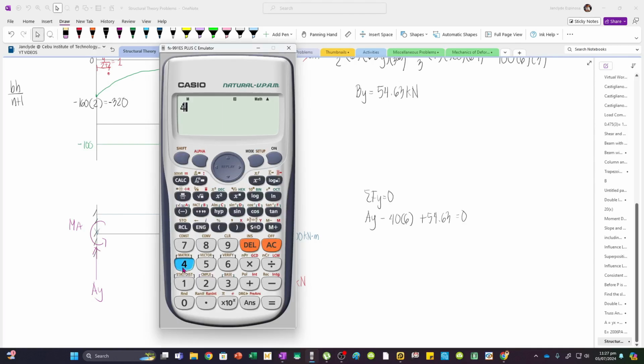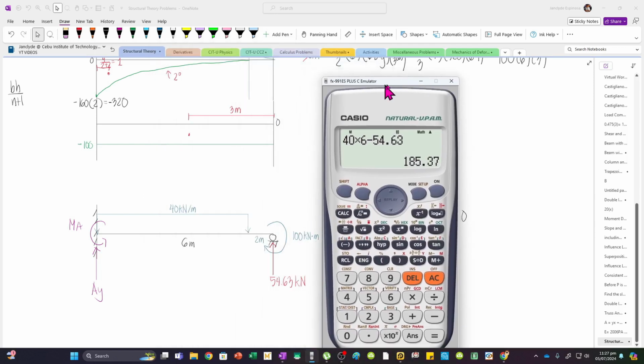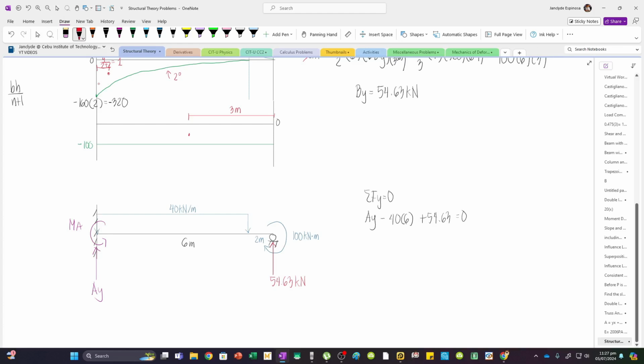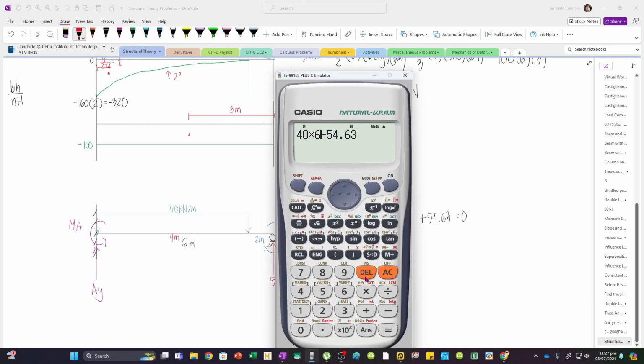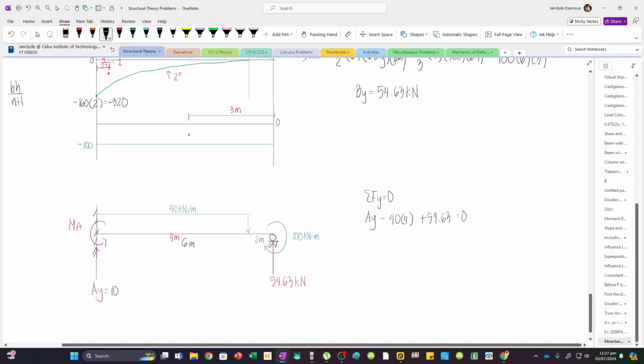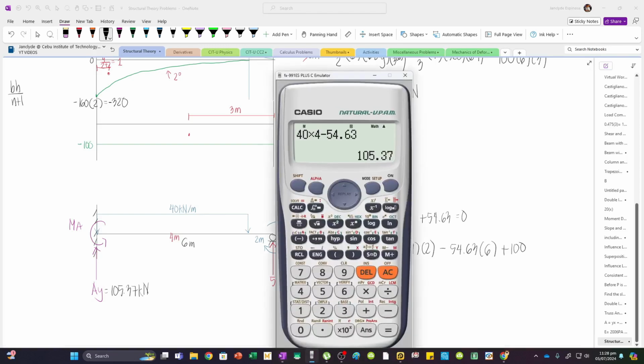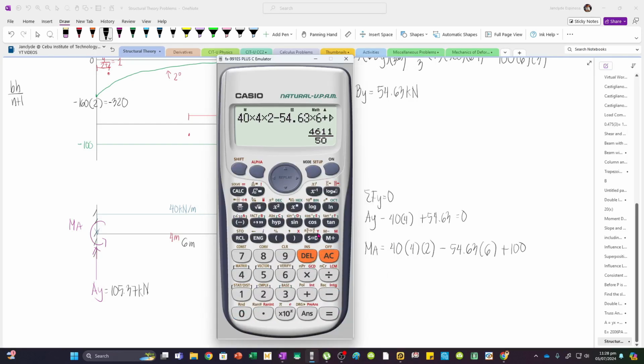So, AY is 40 times 6 minus 54.63. So we have 185.37. Yung base ng uniform load is 4 meters pala. So this is only 4. So we have 105.37. So AY equals 105.37 kN. And then solving MA, we have 40 times 4 times 2 minus 54.63 times 6 plus 100. Yan. So we have 92.22 kNm.